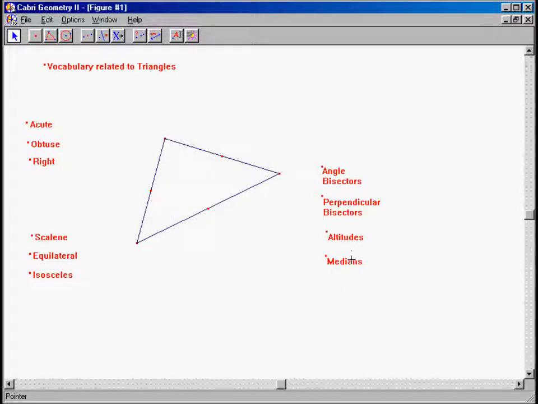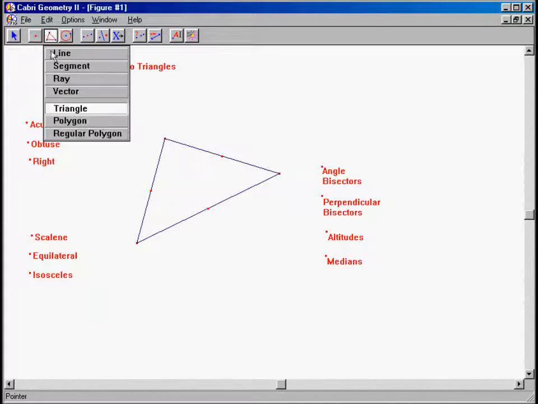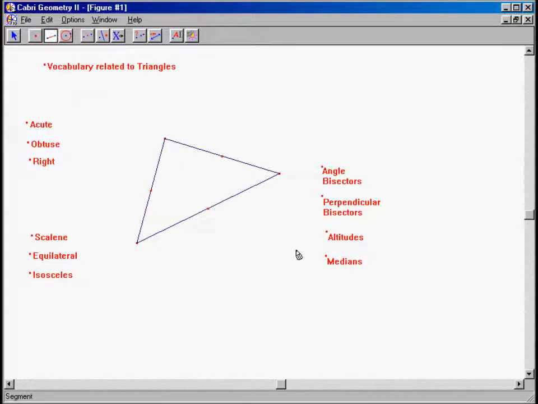Now, a median goes from a midpoint. I'm going to get a segment construction here. It goes from the midpoint of a side of a triangle to the opposite vertex. There's a median. How many medians do you think a triangle has? Yep, 3. From midpoint to the vertex opposite, or we could draw it from the vertex to the midpoint. It doesn't matter.